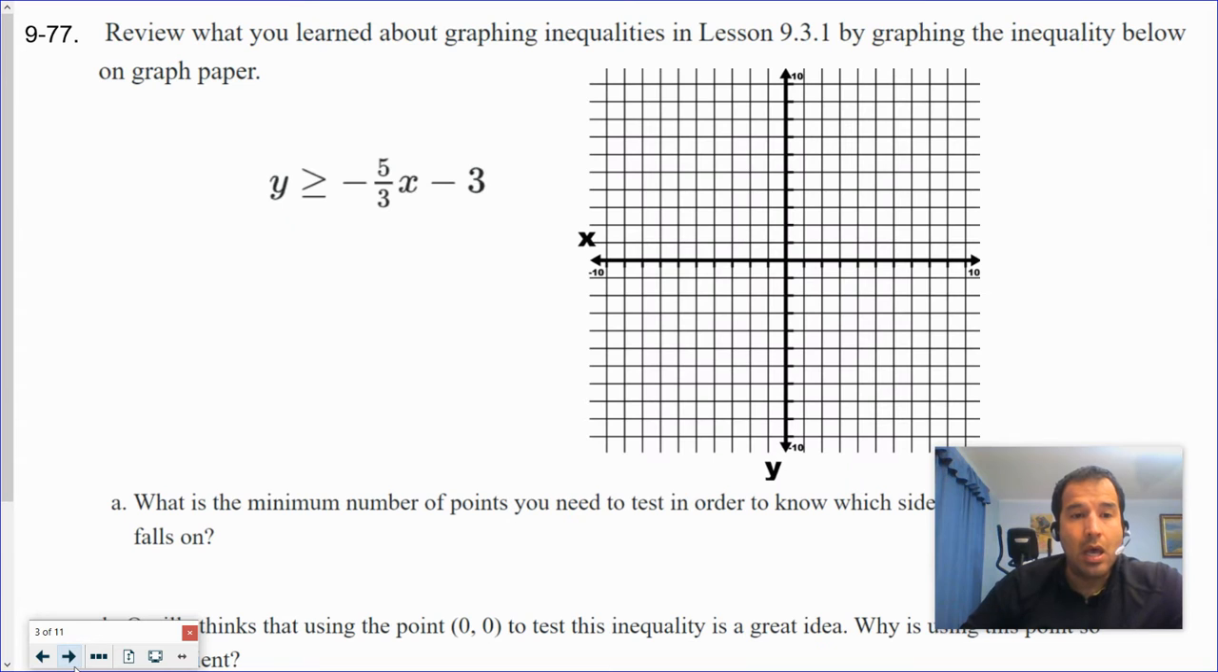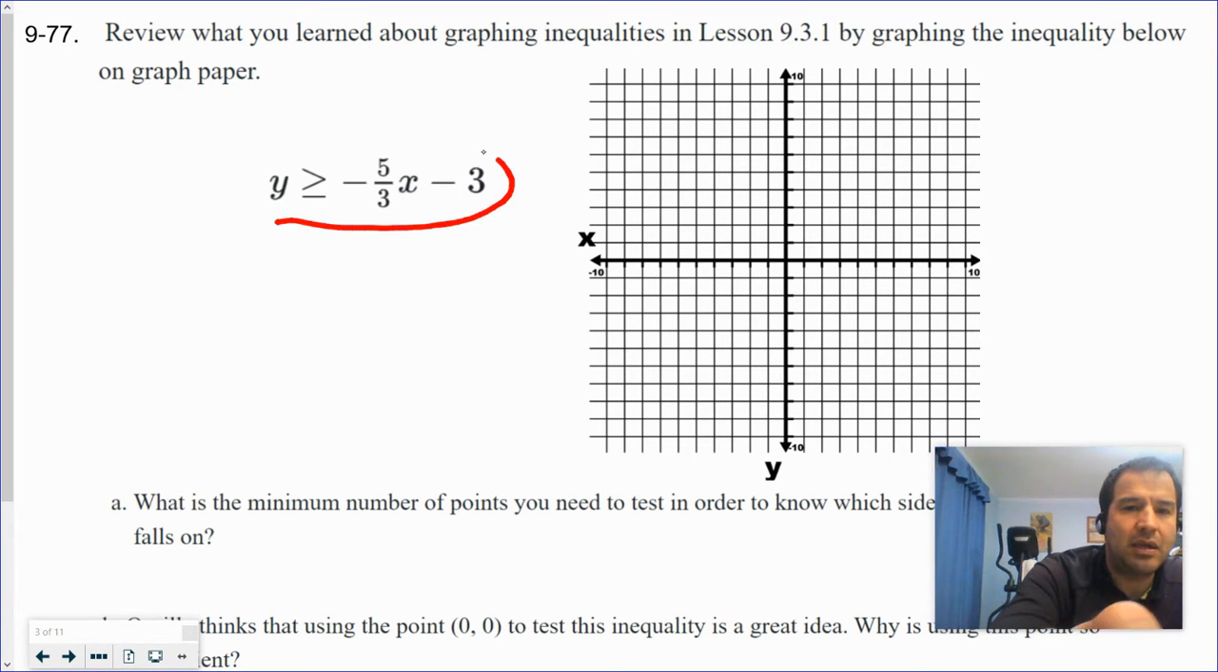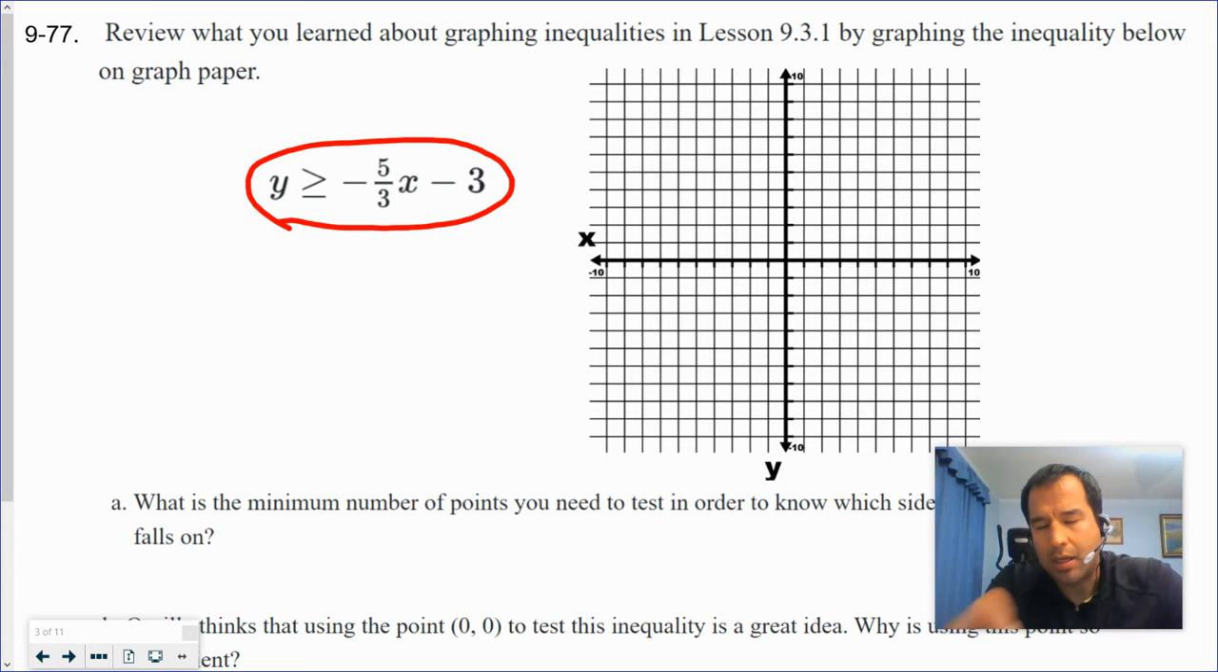Okay, here it is. First problem. Review what you learned about graphing inequalities in lesson 931 by graphing the inequality below on graph paper. Please write out that inequality on your paper. Please then make a coordinate grid. I want you to graph it, do the entire process, see what you end up with. Got it? When you're done, unpause it and we'll compare. Okay, hopefully you are finished.